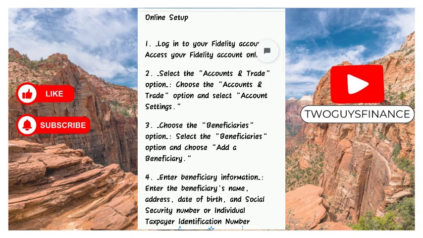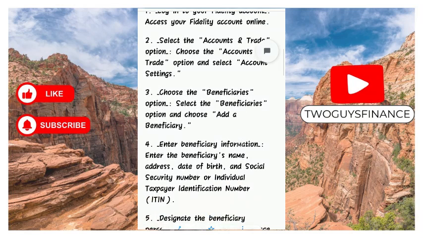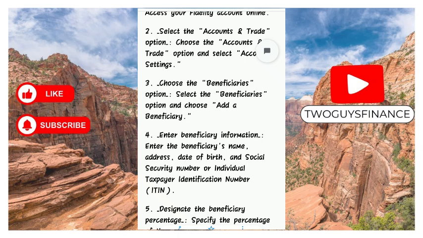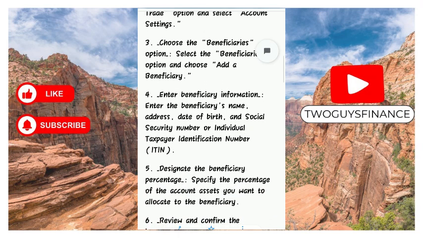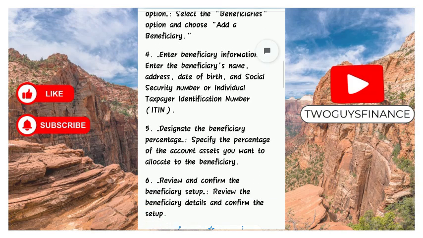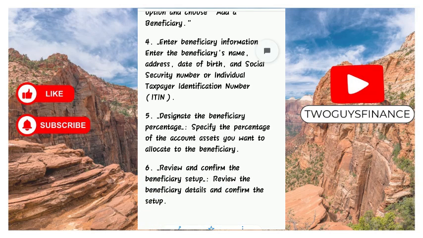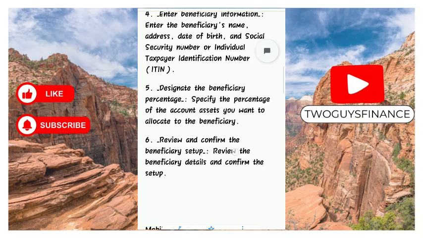Now you want to enter the beneficiary's name, address, date of birth, and of course the social security number, or you could use the individual taxpayer identification number. Then specify the percentage of the account assets that you want to allocate to the beneficiary. Once that's done, just review the beneficiary details and confirm the setup.